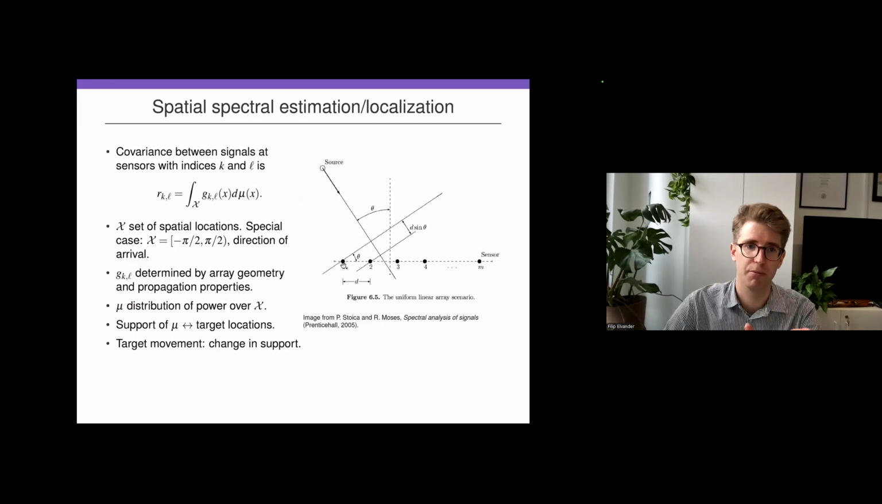So here, trying to estimate mu is the same problem as trying to find where targets are, for example. So here you can kind of see that the object of interest is not necessarily mu itself, but only where are the support points of mu. That's the critical thing, right? And as you can also imagine, as soon as something moves, the support of mu changes as well, right? Okay, so all good and well.